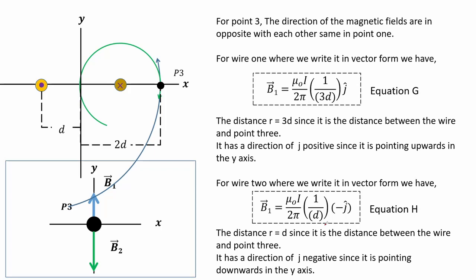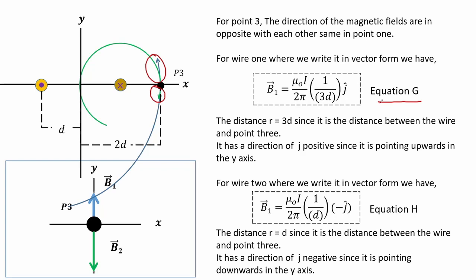For point 3, the directions of the magnetic fields are opposite to each other, same as in point 1. For wire 1, written in vector form, we have equation G. The distance r is equal to 3d, since it is the distance between the wire and point 3. It has a direction of positive j hat, since it is pointing upwards along the y-axis.